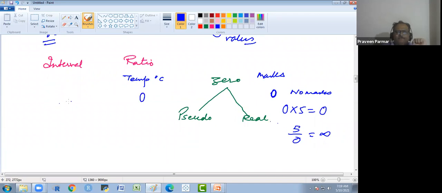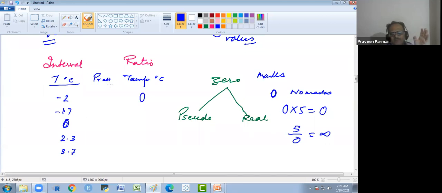Suppose you have data like -2, these are degrees Celsius, temperature in degrees Celsius. -1.7, 0, 2.3, 3.7. In this way, you have this data. This is the data of temperature. There is data of pressure also. I don't know about the pressure; the unit is Pascal or what. I'm just writing some numbers hypothetically. 57214. And we are doing some mathematical operations in the analysis part.